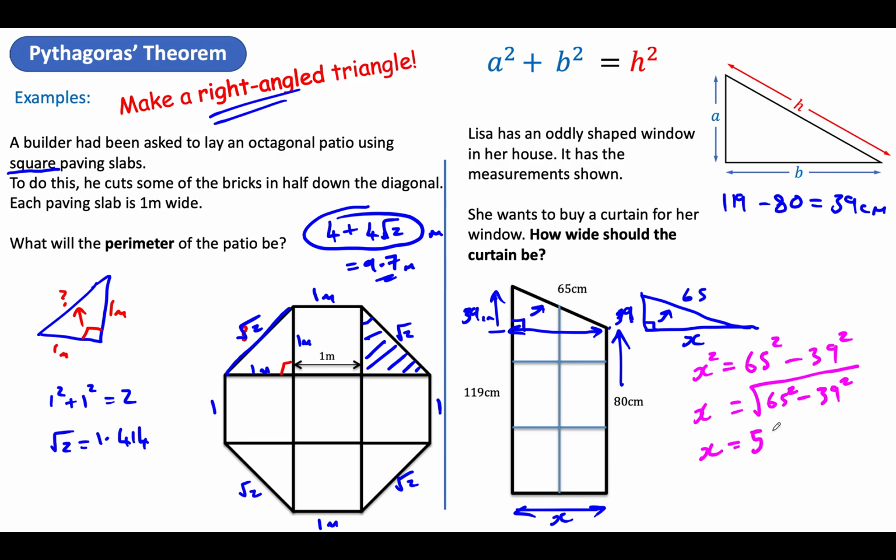Oh, wow, another Pythagorean triple. That's amazing. 52. That's really satisfying. 52 centimetres across the bottom of the window.